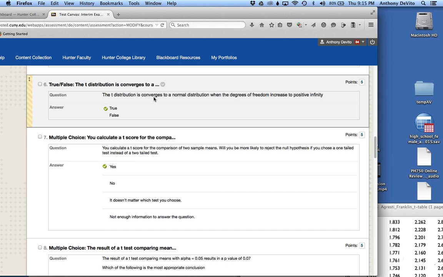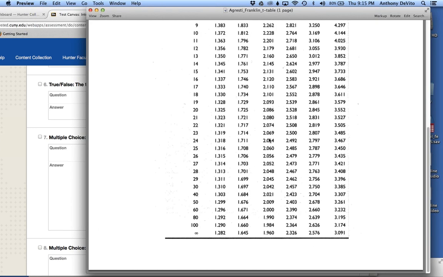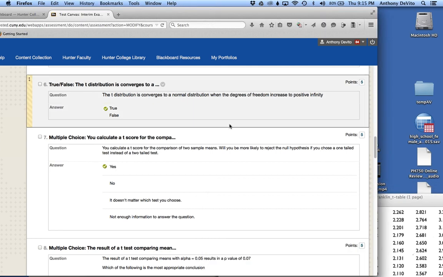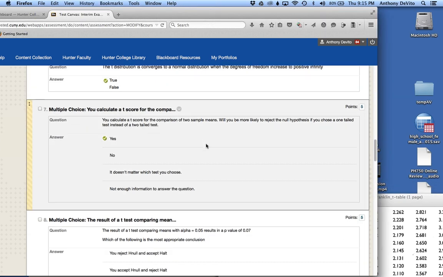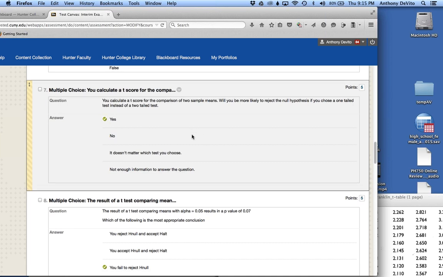The t distribution converges to a normal distribution when the degrees of freedom increase to infinity. Okay, and that's true. We just saw that, right? When we get to infinity, the t distribution is the same as the normal distribution, and the bell curve shape is exactly the same. It's not bigger in the tails the way it was in that previous problem.